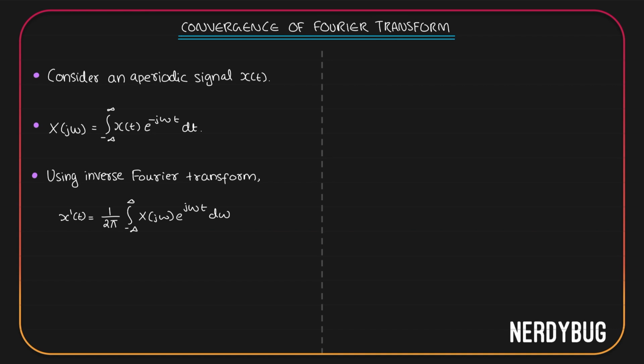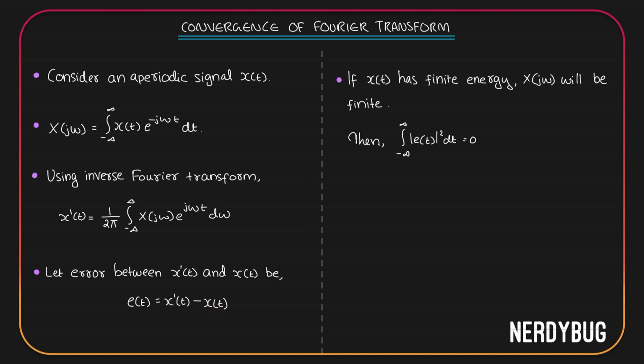Now, the idea of convergence is simply this. Is x prime of t the same as our original signal x of t? We can call the difference between x prime of t and x of t its error. We can denote it as e of t, and e of t will be x prime of t minus x of t. The condition for Fourier transform of a signal x of t to converge is this. If x of t has finite energy, then X of j omega will be finite and it will converge. In that case, the energy of the error signal, that is integration from minus infinity to infinity, magnitude of e of t whole square dt will be 0.